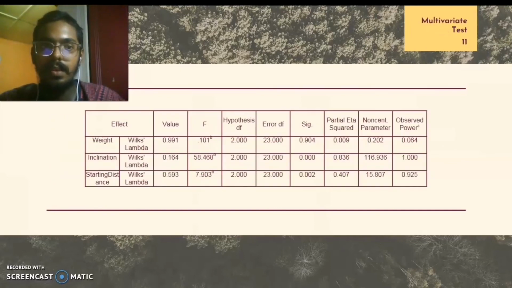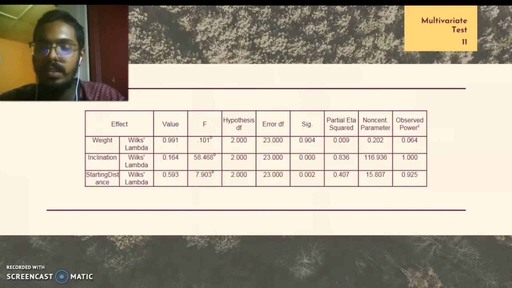So lastly, we move on to the multivariate test. The multivariate test is the effect of the weight, inclination, and starting distance as measured by Wilks' lambda. So the values we obtained are 0.991, 0.164, and 0.593 respectively.